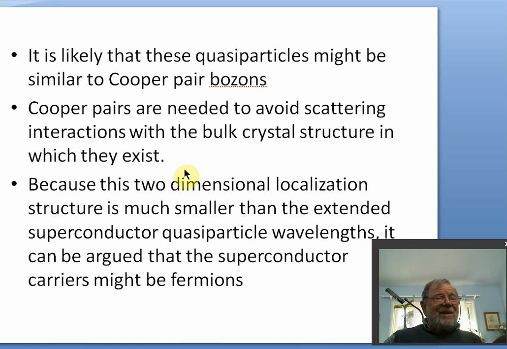In type 2 superconductors, because the two-dimensional structure is much smaller than the extended superconductor quasi-particle wavelengths, it can be argued that the superconductor carriers might also be fermions. It's probably unlikely.